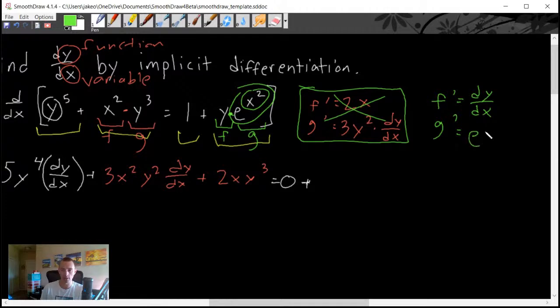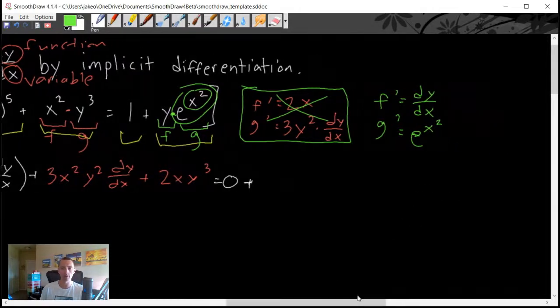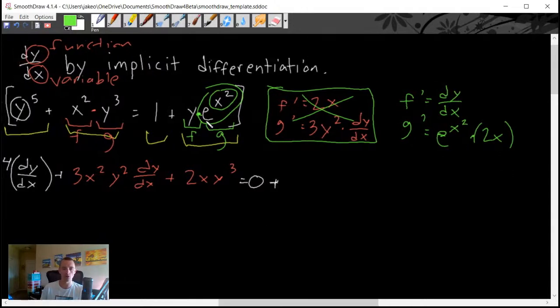So the derivative of e to the x squared, if we're leaving our inside function alone, just taking the derivative of the outside function, we still have e to the x squared, okay? And then what we have to do is multiply that by the derivative of the inside function, the derivative of x squared. The derivative of x squared is just 2x. So that's going to be our g prime. So now for this overall derivative of this whole thing here using the product rule, we're going to get f times g prime. So y times e to the x squared times 2x, plus g times f prime. So e to the x squared times dy dx.